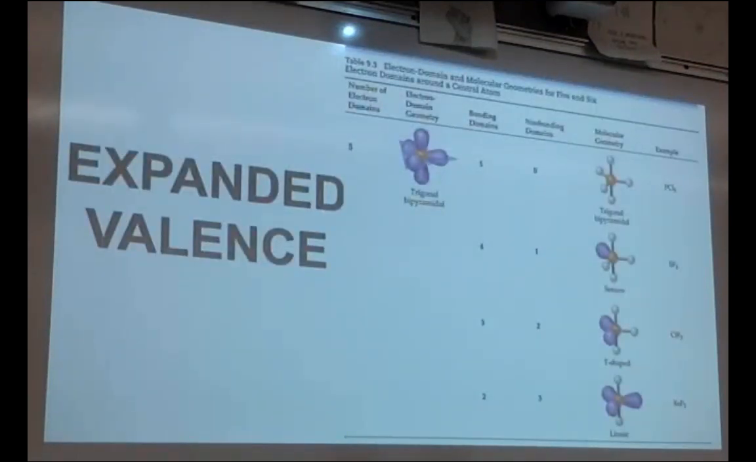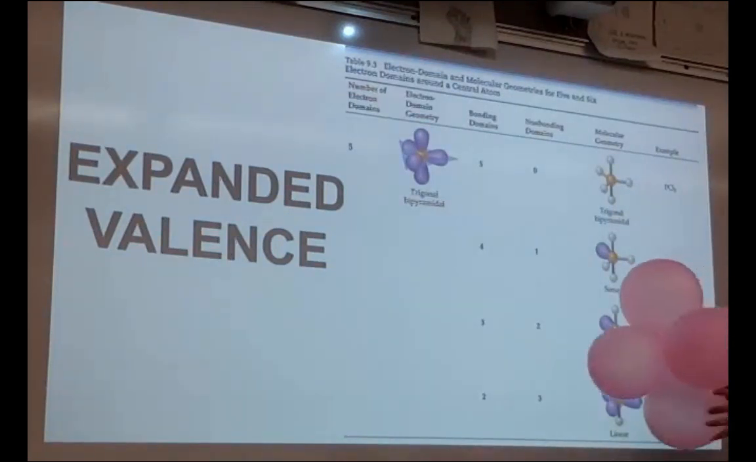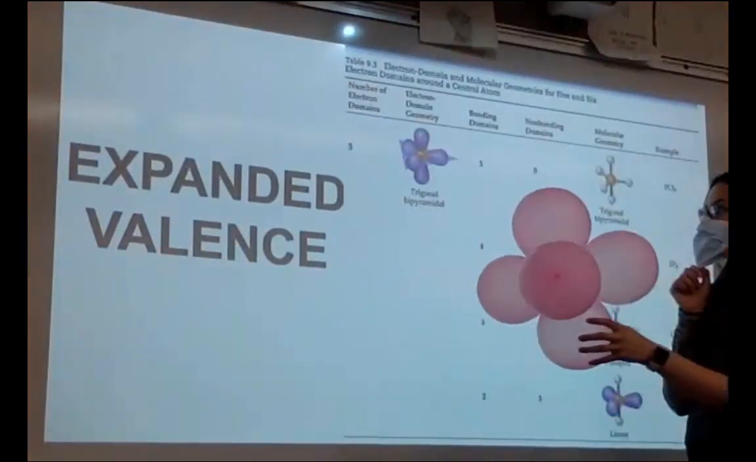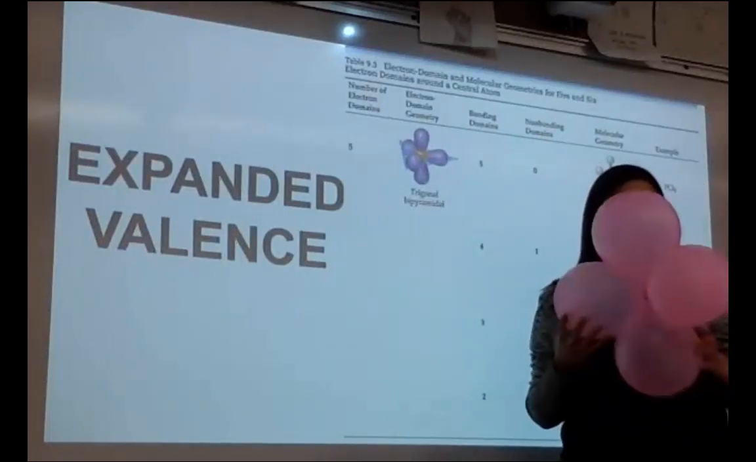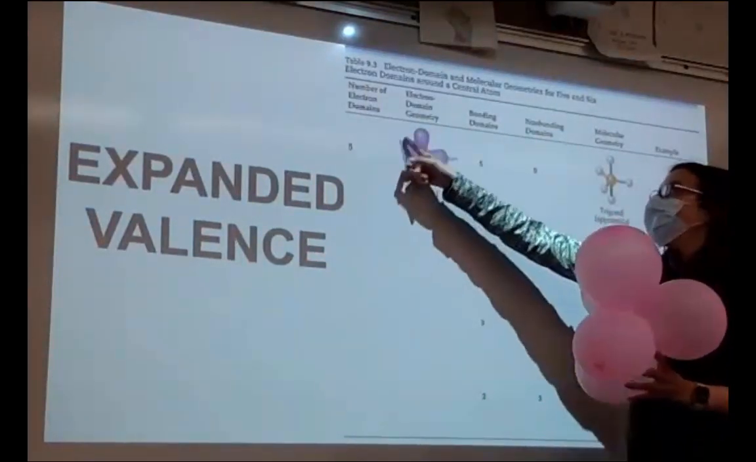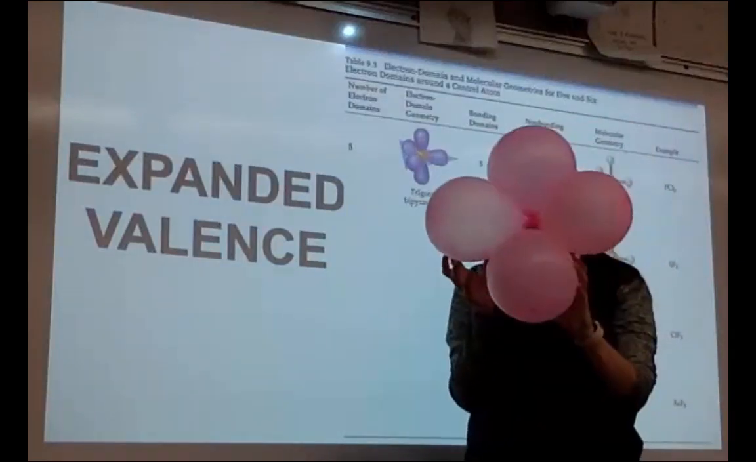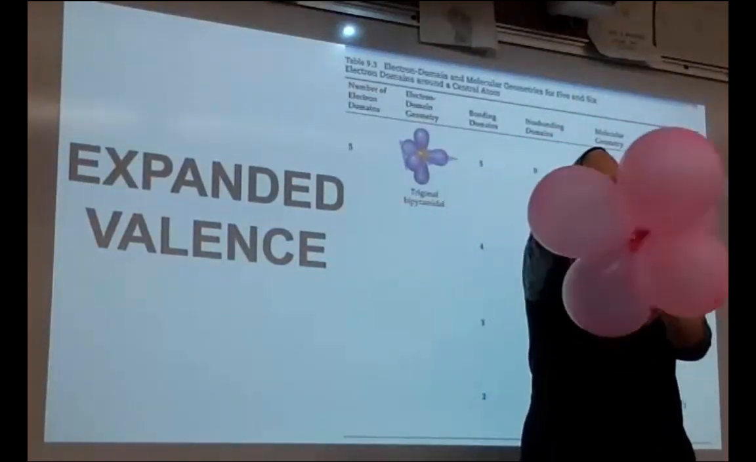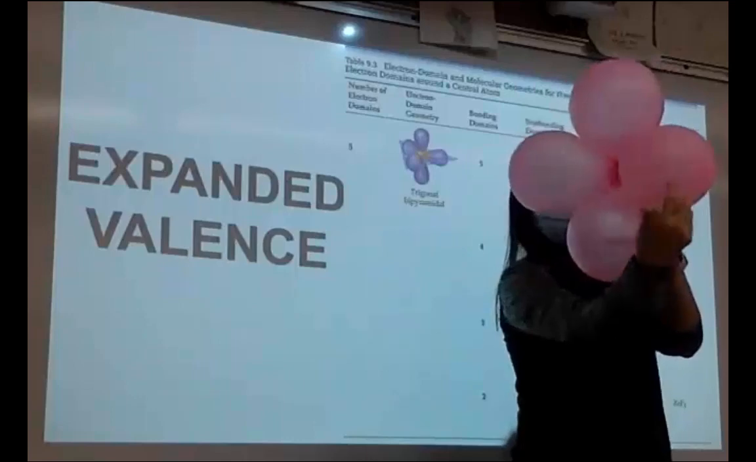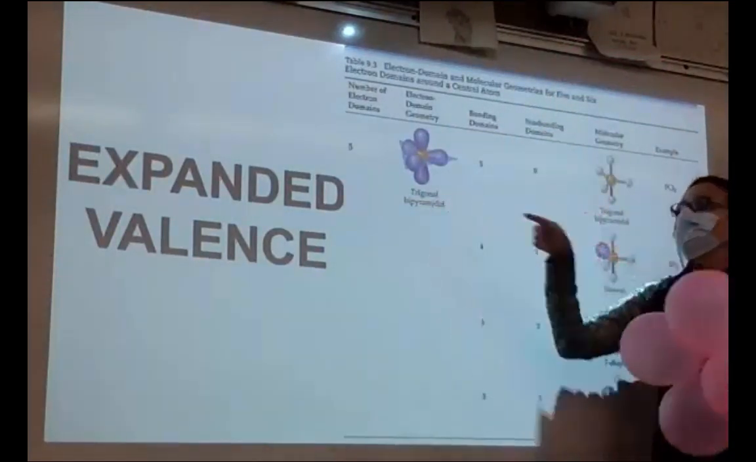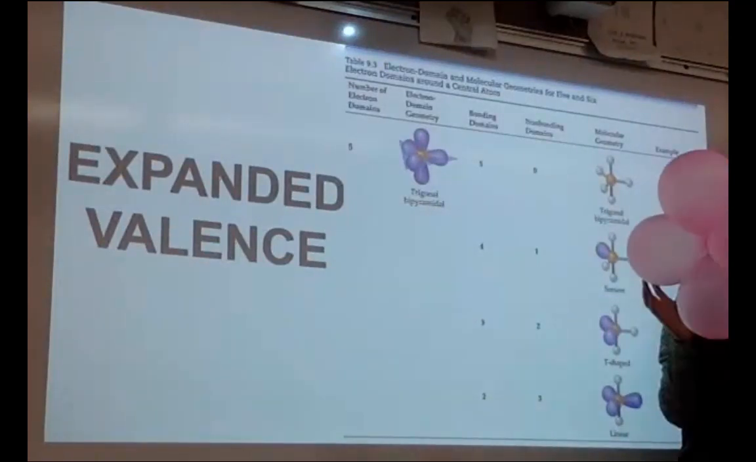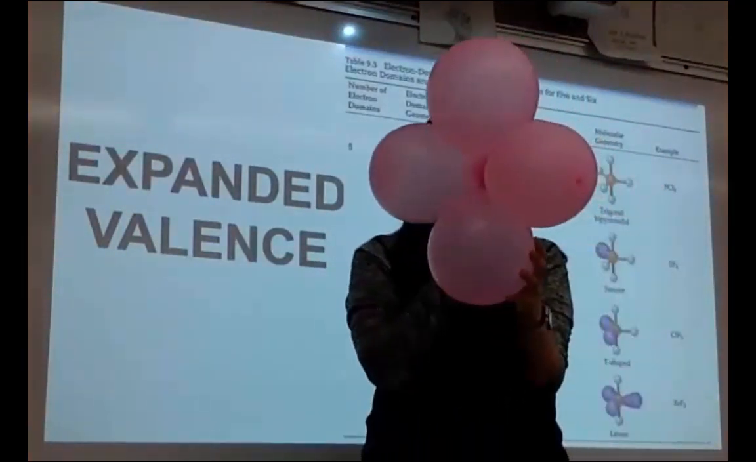So now we're going to get into the 5. Okay. So now we're going to get into the expanded valence. Expanded valence just means that there's more than 8 electrons around the central. So, when we have 5 atoms bonded to the central, so a central atom is here in the middle, there's 1, 2, 3, 4, 5. This is trigonal bipyramidal. So 5 atoms bonded, 0 lone pairs, trigonal bipyramidal.